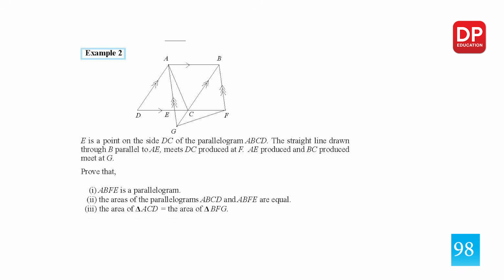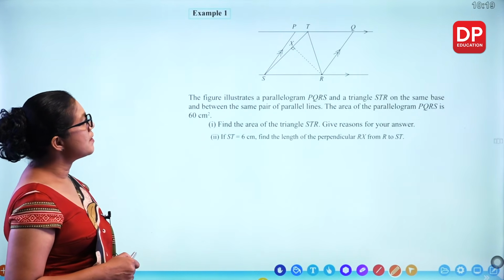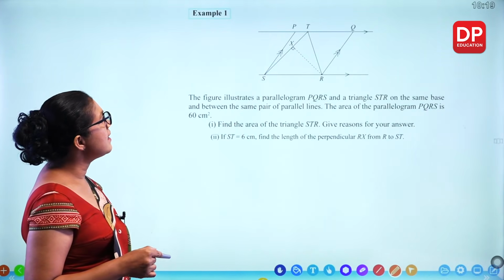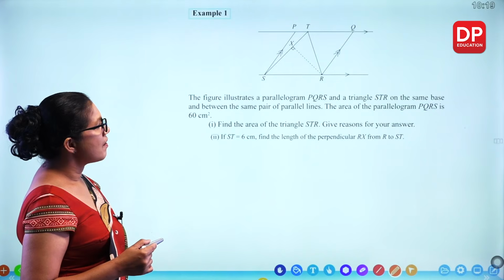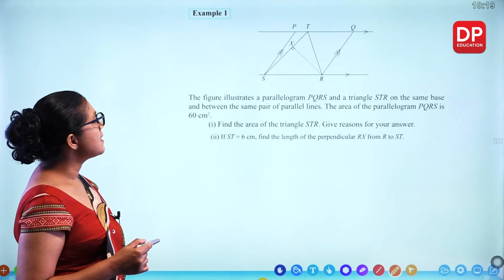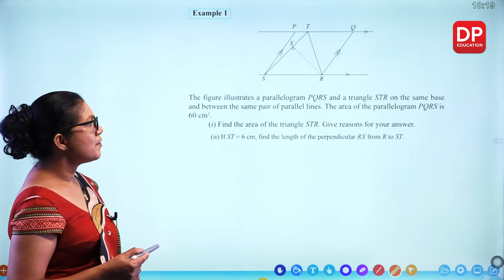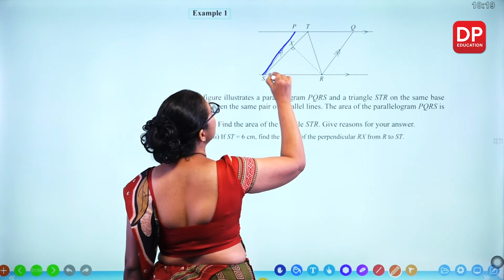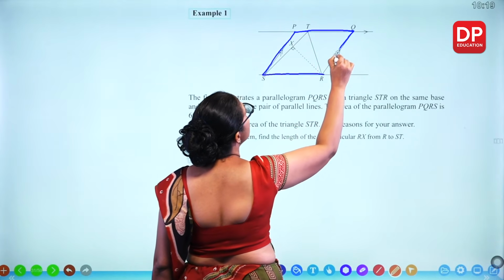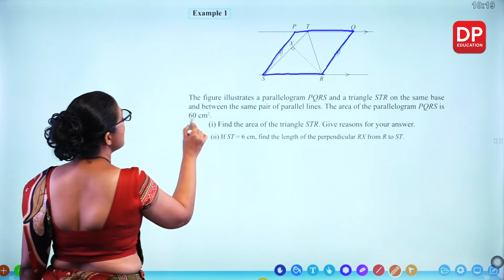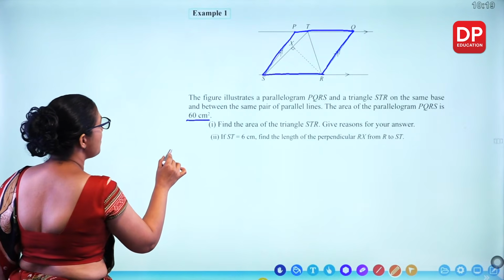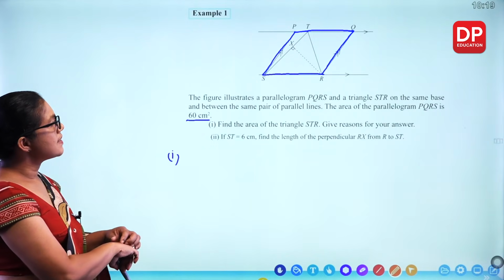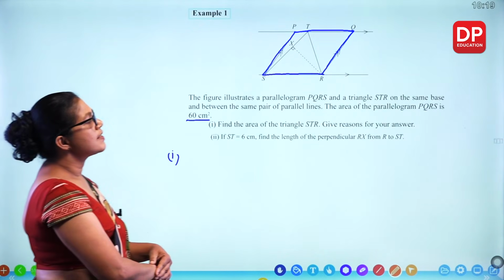Example 1 in your textbook. It says the figure illustrates a parallelogram PQRS and a triangle STR on the same base and between the same pair of parallel lines. The area of the parallelogram is 60, so this area is given as 60 square centimeters. What's the first part? Find the area of the triangle STR, and give reasons for your answer.